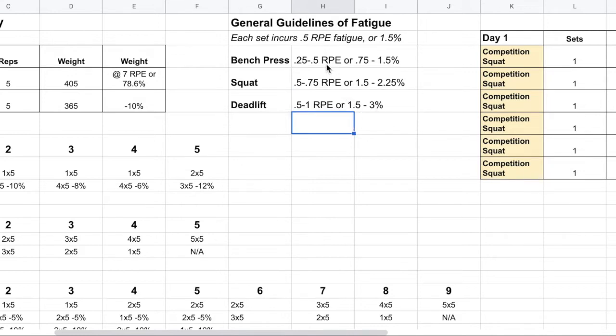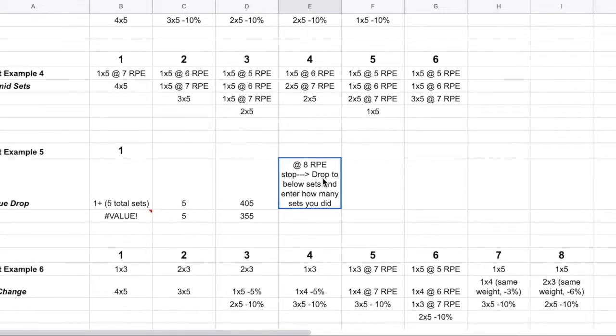Again, these are just very general ranges, but it gives you an idea that each time you do a set, it fatigued you X amount. And so we can account for that. One, we can have this fatigue drop setting, which already takes that into account.